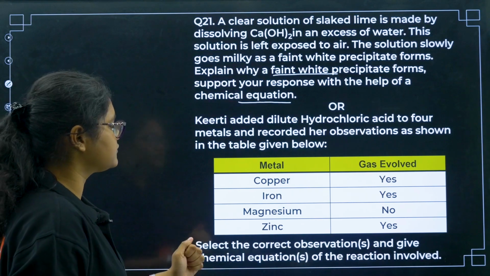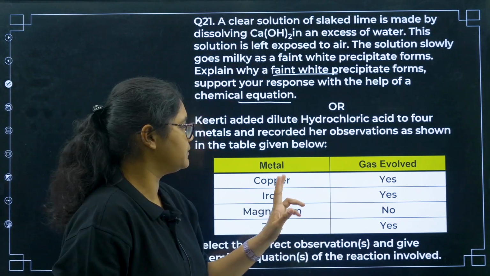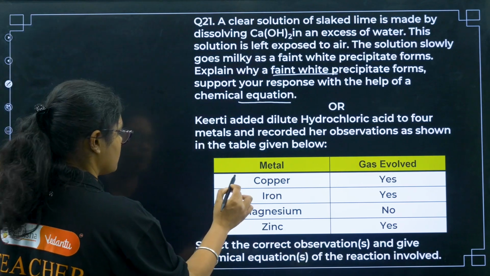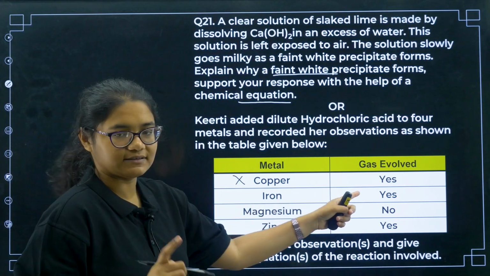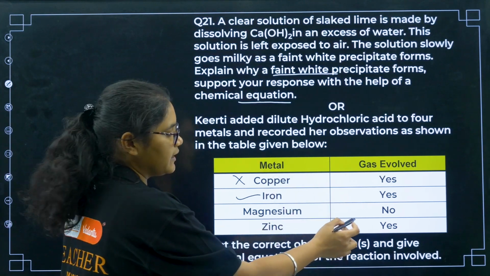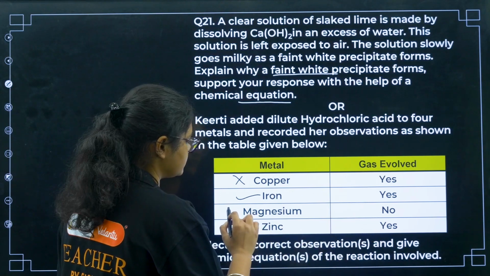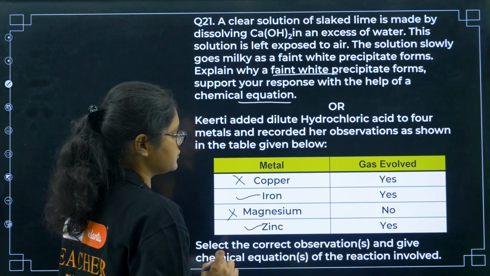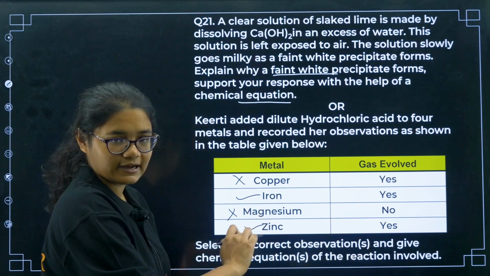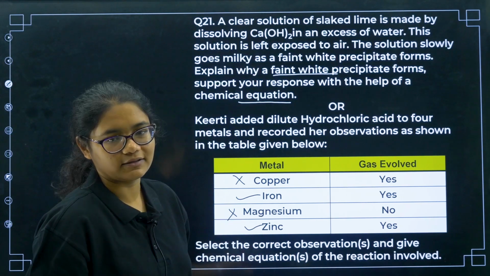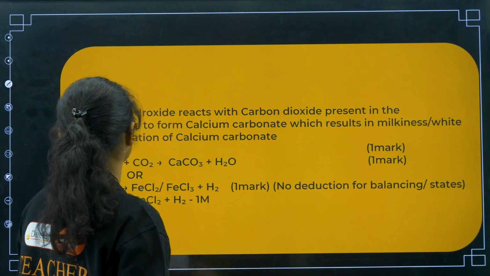So first of all, with copper, if you add HCl there will be no gas evolved. So this observation is wrong. Iron with HCl will give you hydrogen gas, so that is correct. Magnesium will give you hydrogen, but they have said no, so this is also incorrect. Next, zinc with HCl will also give you hydrogen, so this is also correct. So these 2 observations are correct. You can mention any one of them or you can mention both, and you have to write the reactions. So let us see the answer here.